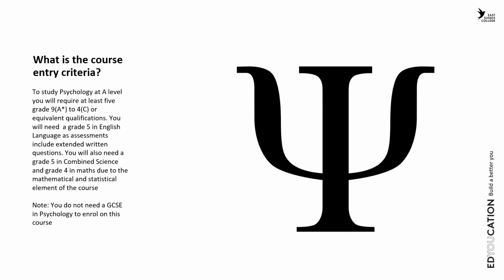So the entry criteria to do A-level psychology is that you will need at least 5 GCSEs grade 9 to 4 or equivalent qualifications. You will need a grade 5 in English language because the assessments include extended written questions. You also need a grade 5 in combined science and a grade 4 in maths in order to help you deal with the scientific and statistical elements of the course, particularly when we look at research methods.